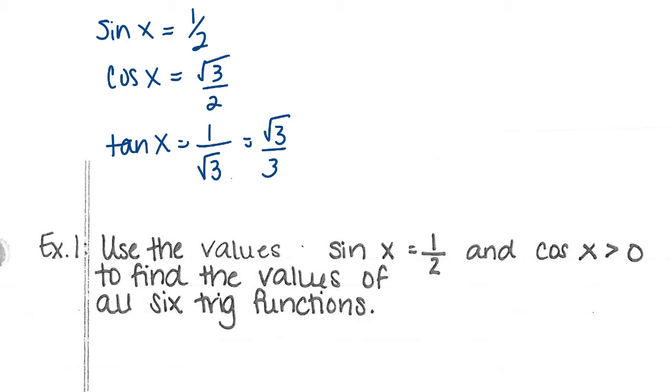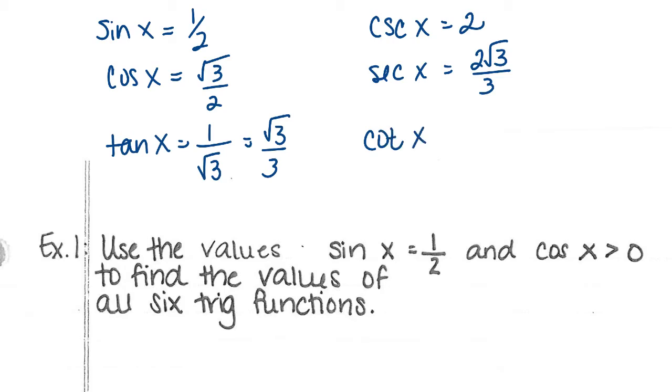When I flip them all, the cosecant is 2, the secant is 2 root 3 over 3. Hopefully you could start rationalizing like that a little bit in your head. And the cotangent is root 3. And our big hint here was when cosine is greater than 0. So the fact that cosine is greater than 0, I know that cosine has to be positive.